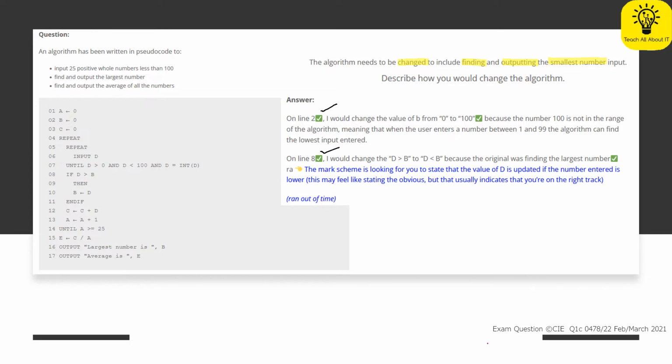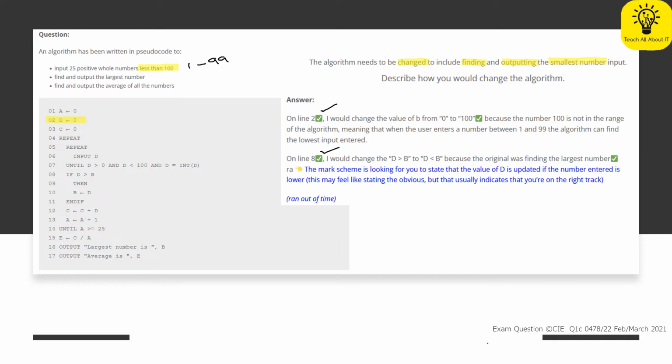Now that is over here. The value of b is very low at this point because it's trying to find the high numbers. So in order to get the smallest numbers, you need to start with a very high number. We know that the numbers are only going to be 25 positive numbers less than 100, so those numbers are going to be somewhere in the range of 1 to 99. So if you started with a value of 100, you're definitely going to have something which is higher than any possible input.